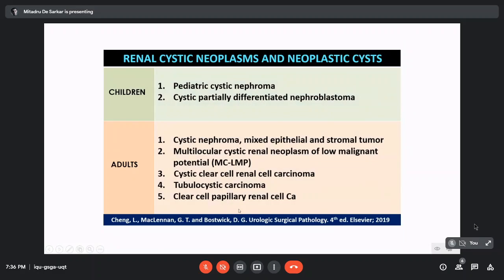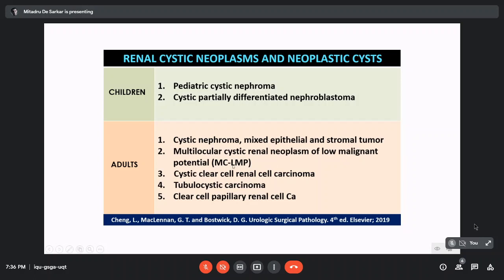Talking about the cystic renal neoplasms, we can segregate this into two categories: first in the children and then in the adults. In the children, you have got two important categories, pediatric cystic nephroma and cystic partially differentiated nephroblastoma. Whereas in the adults, the entities which are included are the ones which have just of late come into the WHO lexicon over the last 4 or 5 years. Some of them are pretty old, cystic nephroma, and you have got the mixed epithelial stromal tumor, which is actually a part of the same family.